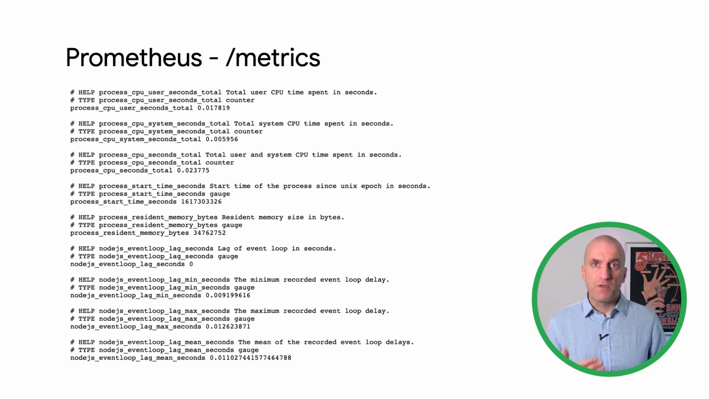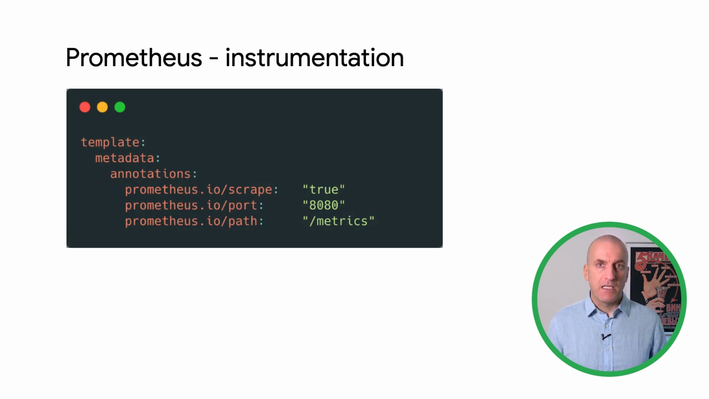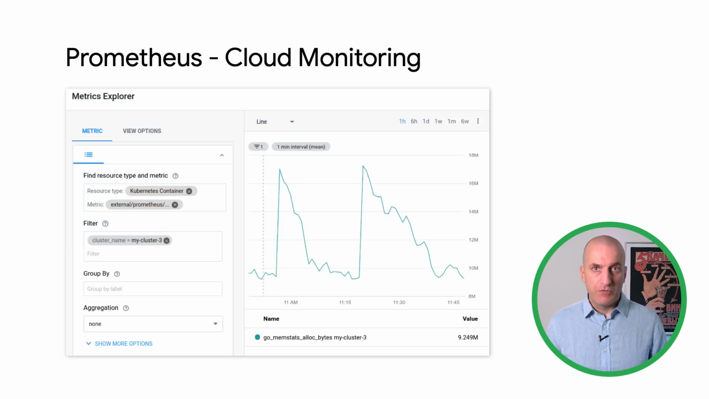Now you need to configure Prometheus itself to scrape this endpoint. You do that by adding some annotations in the deployment spec in your application. Enable scraping and define the port and endpoint where the metrics are available. Next, you need to ingest these metrics into Cloud Monitoring. We'll link the detailed instructions in the show notes, but the basic idea is that you patch your Prometheus server with a collector that will send these metrics to Cloud Monitoring. Once your metrics are available there, you're ready to use them for SLIs and SLOs.